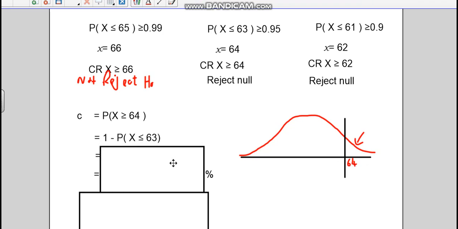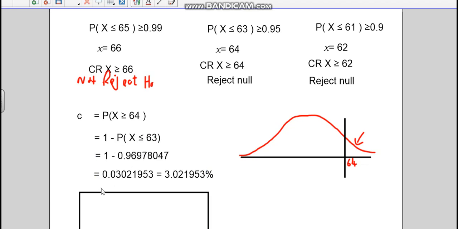So that would be 1 minus the probability of less than or equal to 63, because as we said before, you can only do less thans on your calculator, so we have to look at less than or equal to the number before, and that comes out at 1 minus 0.969, which gives us 0.03, which is actually 3.02%. So to the right of 64 is 3.02%. Now we were asked for a whole number.